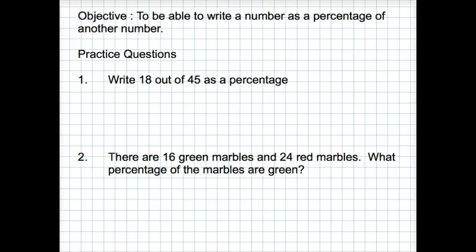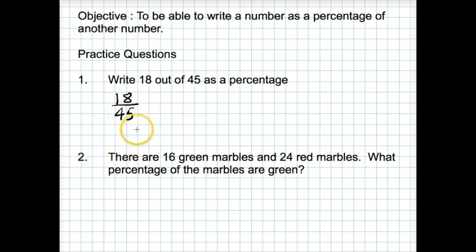Question 1 then. Write 18 out of 45 as a percentage. This is a fairly straightforward question. So what we do to start off, instead of writing it as a percentage straight away, I would write it as a fraction. 18 out of 45. If you got 18 out of 45 in a test, that's how you'd probably write it. 18 over 45 as a fraction.